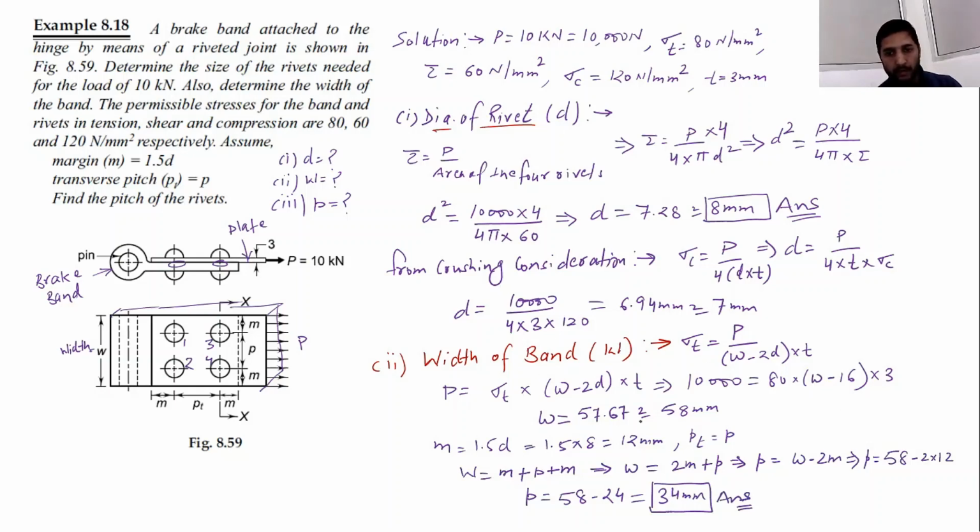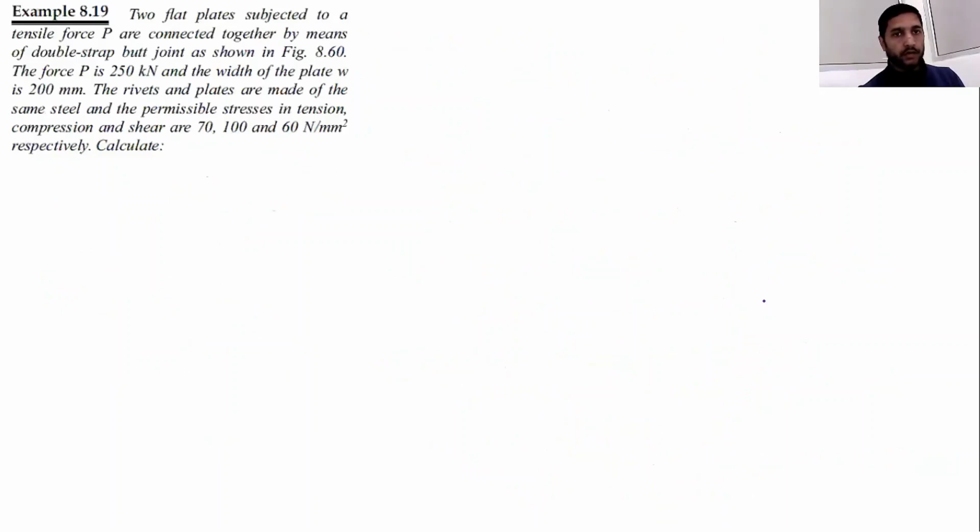Width of band हमने निकाल दिया था, this will be your answer, ठीक है ना. और diameter हमारे पास 8 mm आ गया था. तो ये तीन चीजें निकालनी थी आपको इस question में, और तीनों हमने निकाल दी. I hope this question is clear to you now. Let us move ahead on the second question.